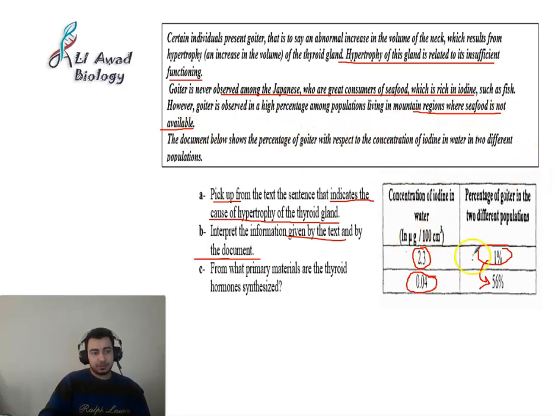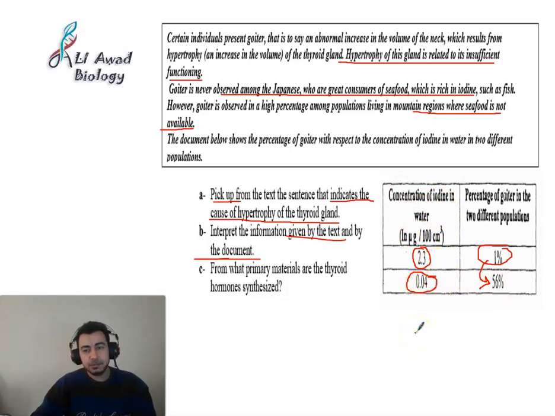On the other hand, from the document, when the concentration of iodine in water was 2.3 microgram per 100 centimeter cube, the percentage of goiter in the population is 1%, less than that of the second population, which is 56%, where the concentration of iodine in water is 0.04.